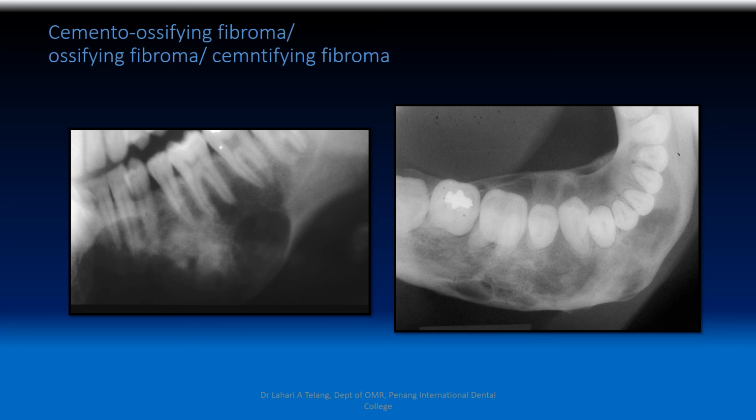Cemento-ossifying fibroma, also called ossifying fibroma or cementifying fibroma, generally gives the appearance of a mixed radiopaque radiolucent lesion with a multilocular appearance as well. There is expansion of the jaw in the buccolingual direction and could be in the anterior posterior direction as well. It is a bony hard swelling generally, and this is the appearance of the opacification seen in the jaws.